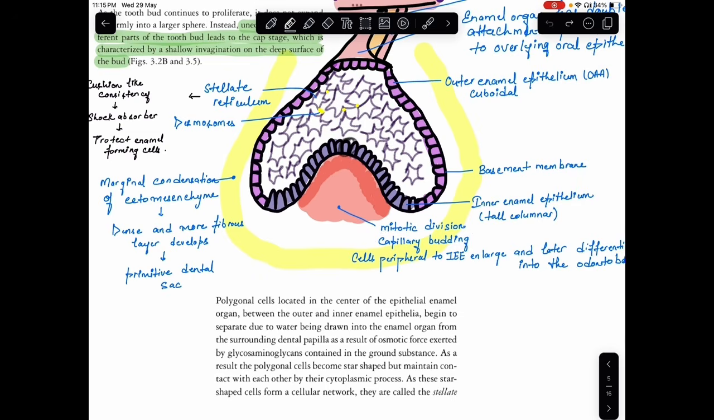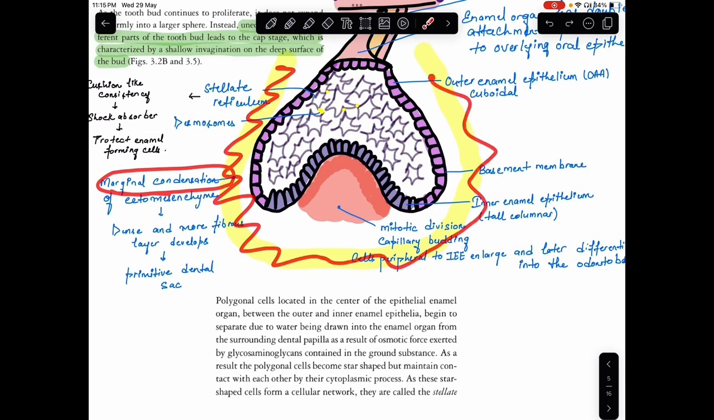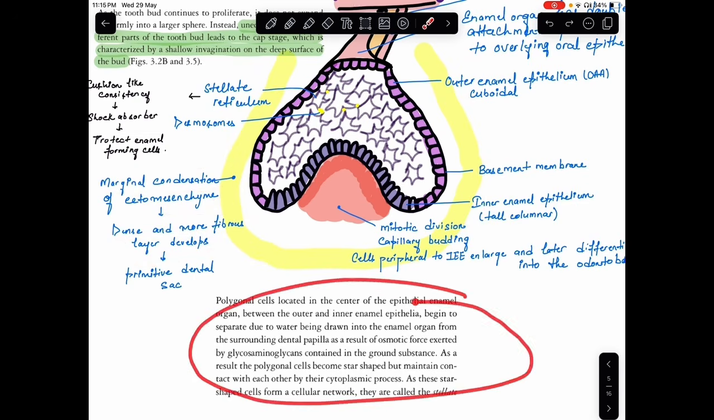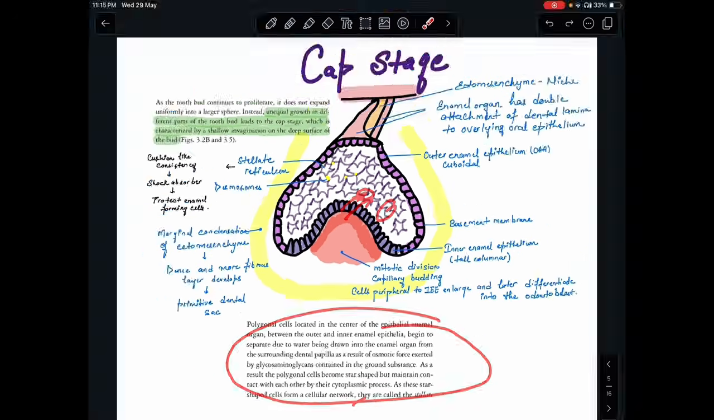What is happening in the dental sac? So, what was the dental sac? It hasn't been formed yet. So, the marginal condensation of ectomesenchyme starts. Okay, and more fibers and layers start to develop, and a primitive dental sac, a capsular structure, starts developing in the cap stage. This information is just regarding the polygonal cells, how they are converted into the stellate reticulum. So you can read that.